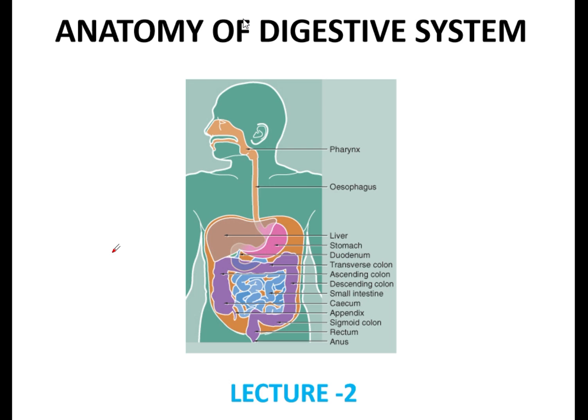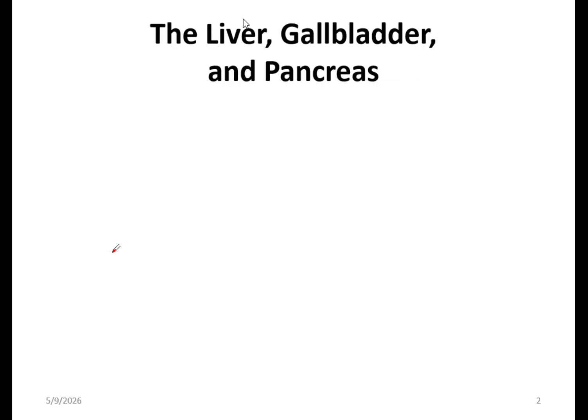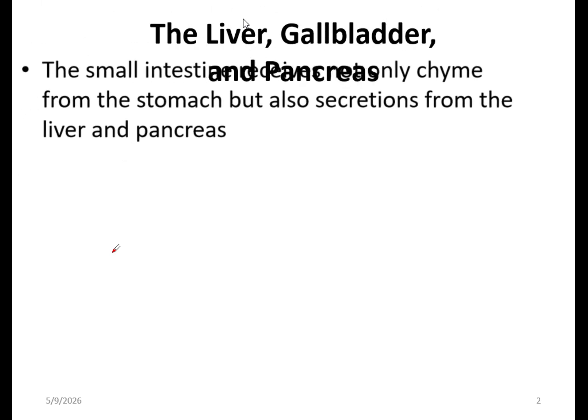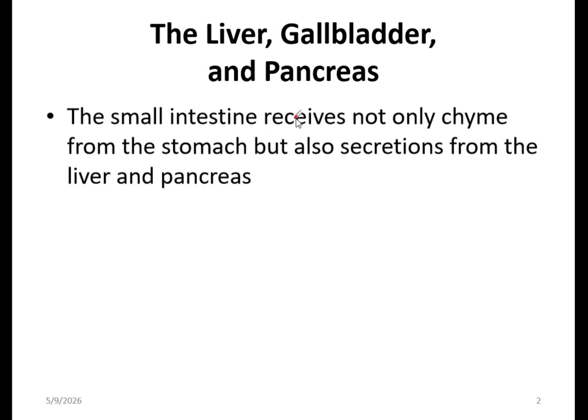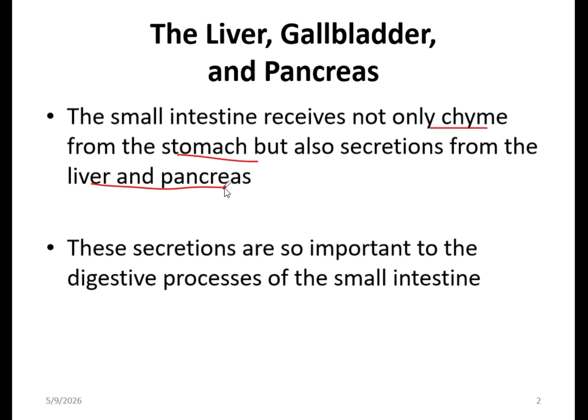Everyone, so today we start lecture number 2 of the anatomy of the digestive system, and in this lecture we study the liver, gallbladder and pancreas, right? So the small intestine receives not only chyme from the stomach but also secretions from the liver and pancreas. These secretions are so important to the digestive process of the small intestine.